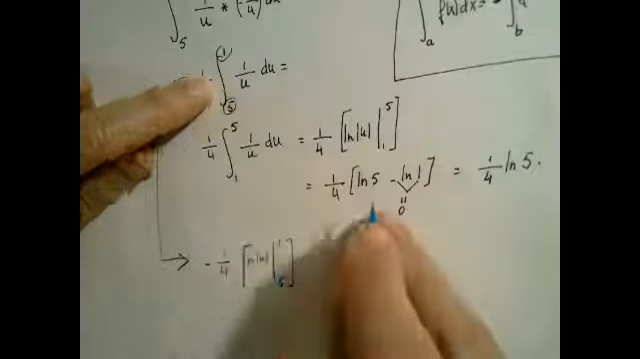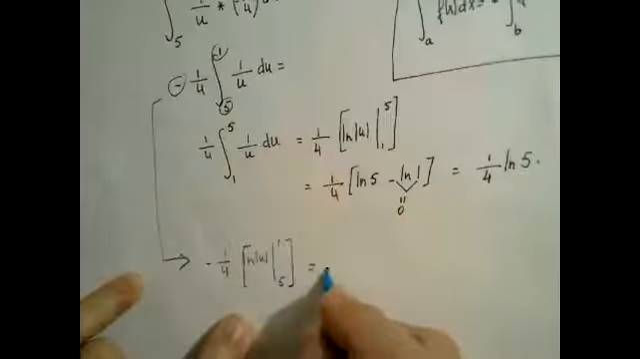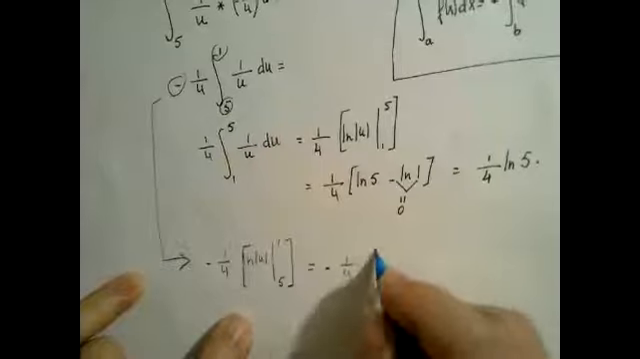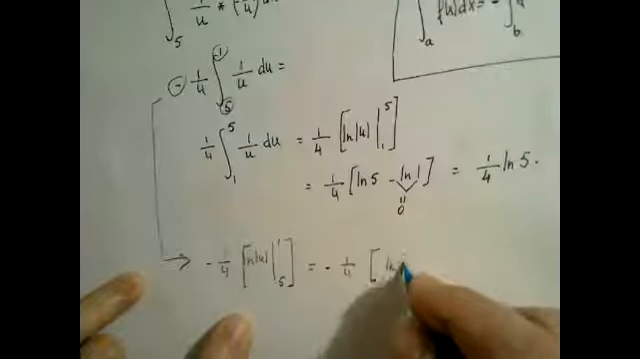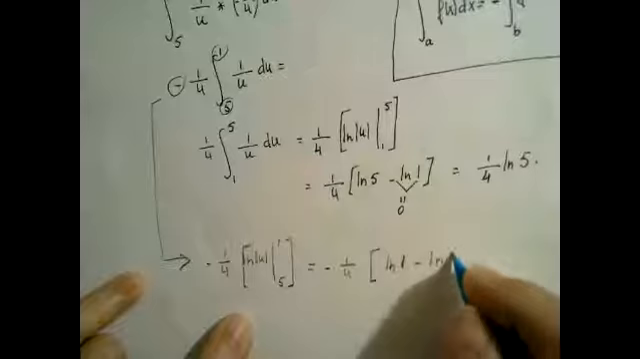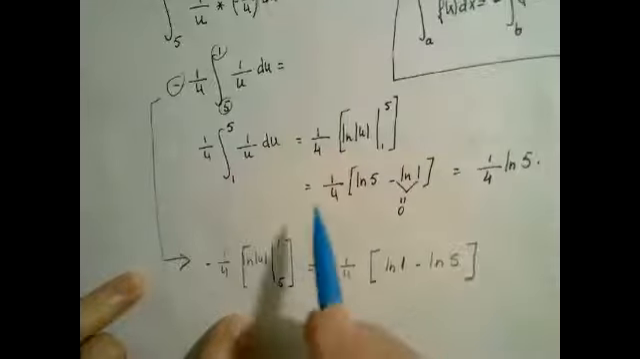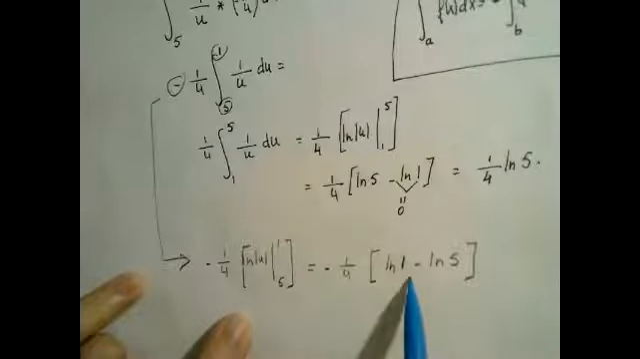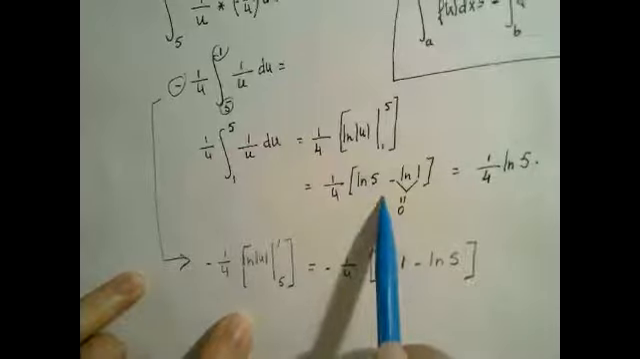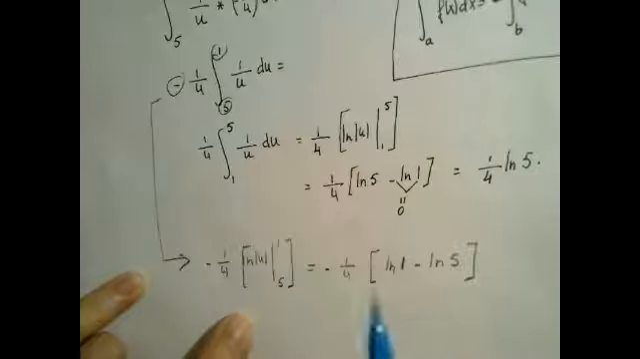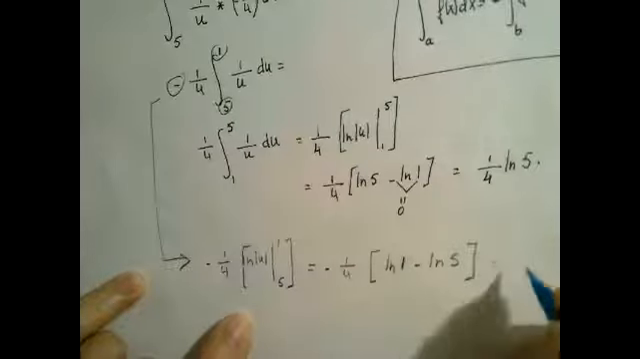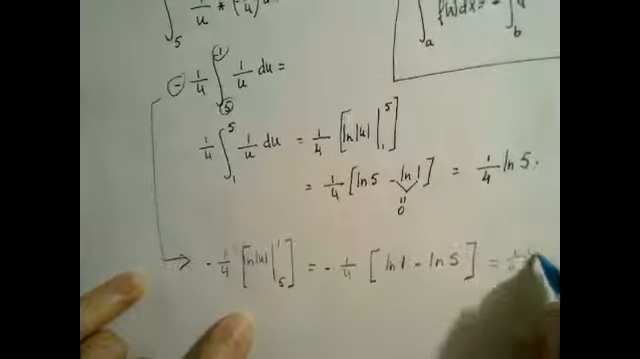It's really actually the same thing. Because in this case, you're going to have the minus 1 over 4 times ln of 1 minus the ln of 5. So if you distribute this minus inside, you get exactly what you have above. So really nothing changed. And that gives me 1/4 ln of 5.